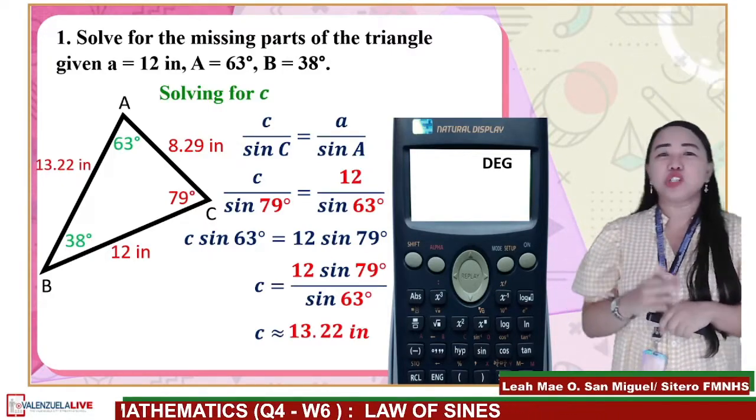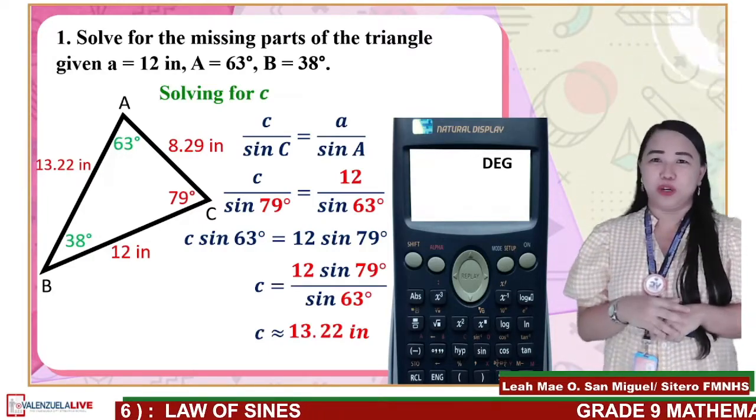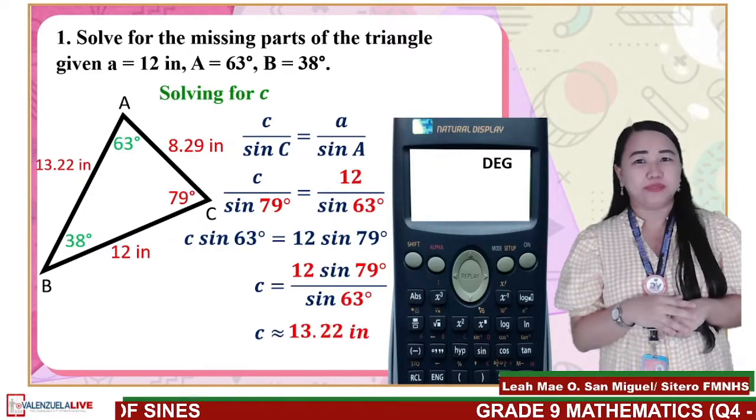The missing measures of the triangle were solved. We are now done with the first example. Let us answer another one.